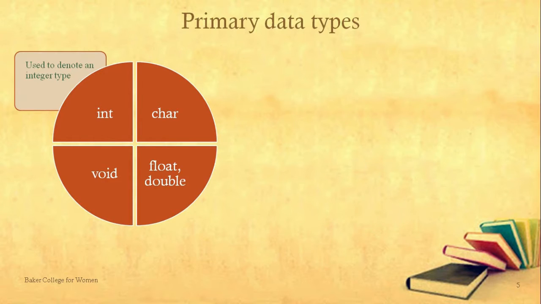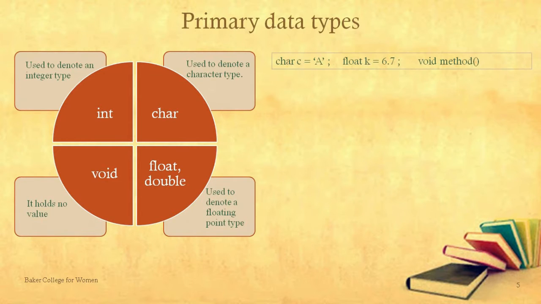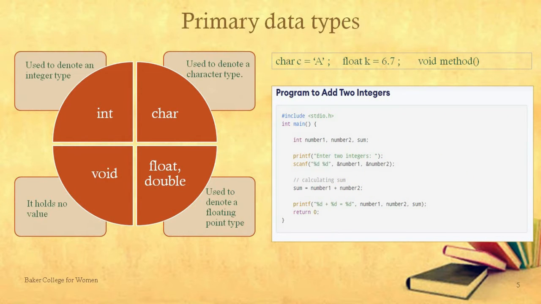Char denotes a character type. Void holds no value. Float is used to denote a floating point type. These are some of the examples which will demonstrate how we will use these data types in our program. Void data types are mainly used with method declaration, which will not return any value.